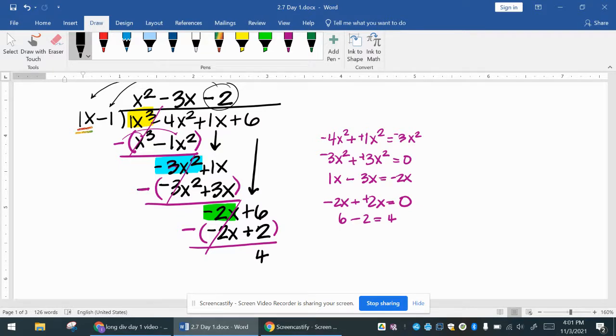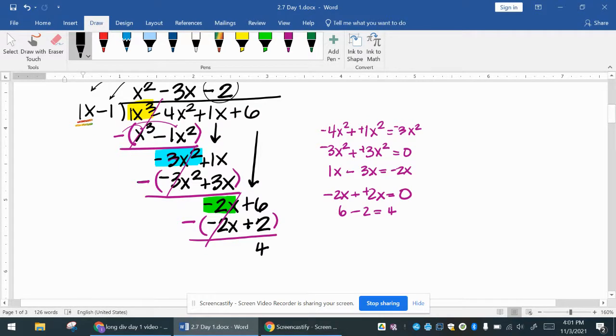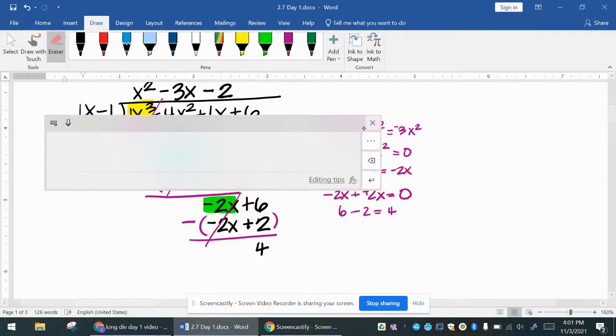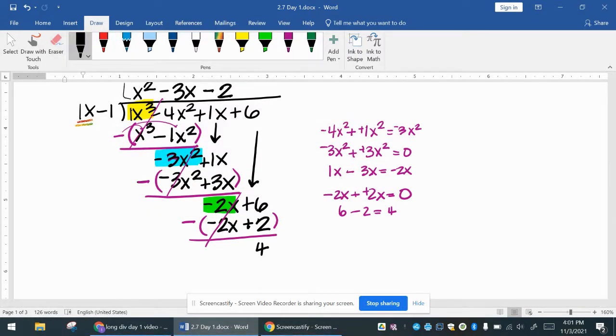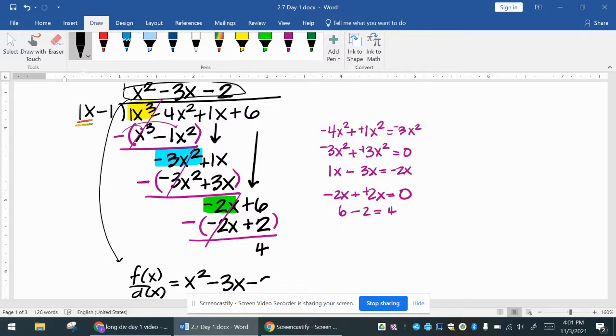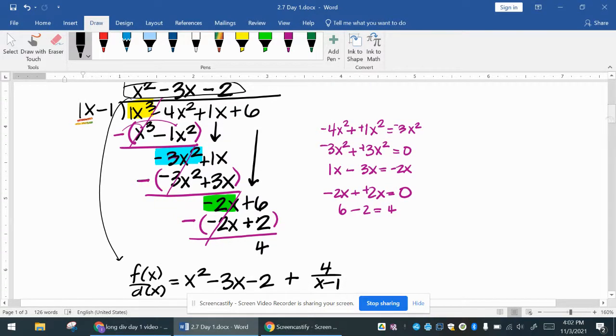So our answer is going to be everything that you have left on the top. So all of this. So f of x over d of x equals x squared minus 3x minus 2 plus the remainder over the divisor. That's the answer, okay?